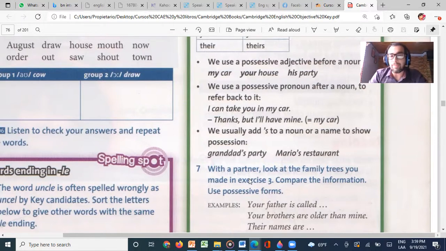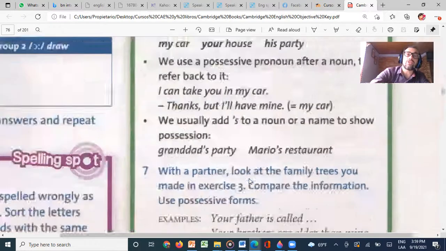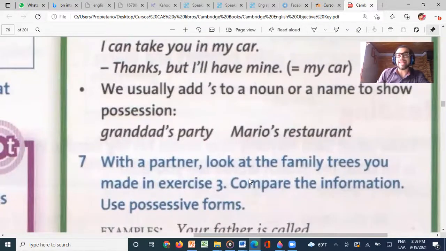So we usually add apostrophe s to a noun or a name to show possession. For example, that's another way to say possession. I can say granddad's party.